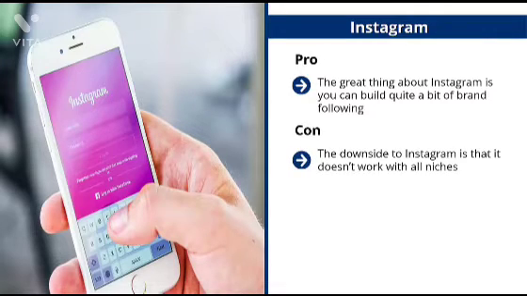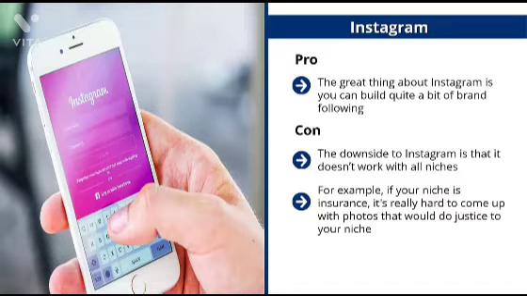The downside to Instagram is that it doesn't work with all niches. For example, if your niche is insurance, it's really hard to come up with photos that would do justice to your niche. Usually, people on Instagram don't really look for car accident pictures or any pictures related to insurance. Make sure that your niche is graphics intensive and has enough demand on Instagram for it to be worth your time to market on that platform.